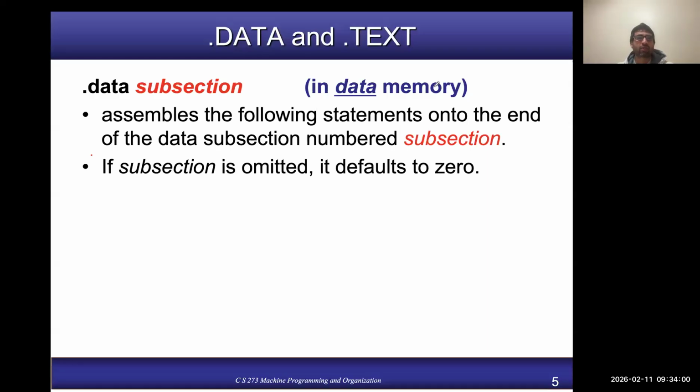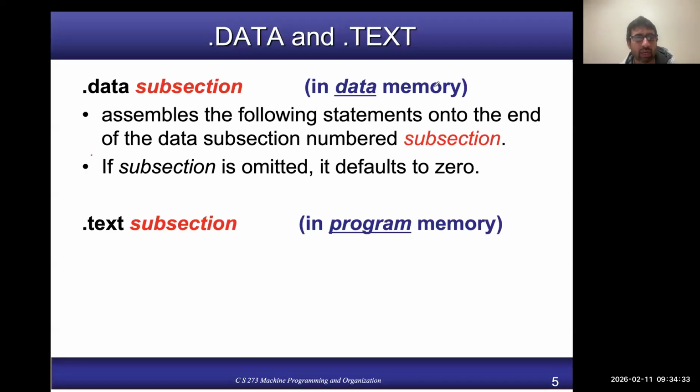If subsection is omitted, it defaults to zero. Defaults to zero means there will be no subsection, and there will be only one section in the data memory. All the declarations you make, to declare variables, arrays or any kind of data structures, where you want to reserve memory, all of those statements which actually reserve the memory will go into the data section, the data memory.